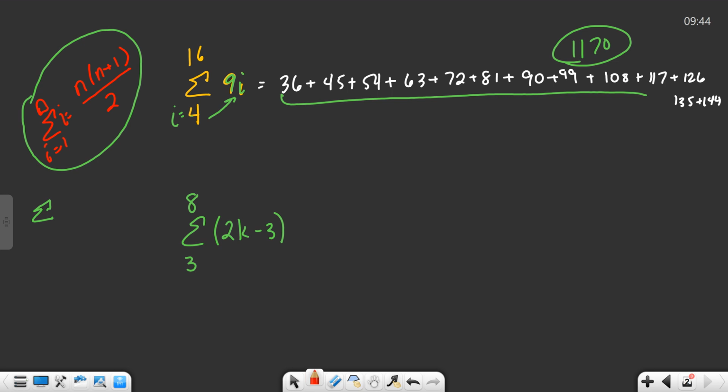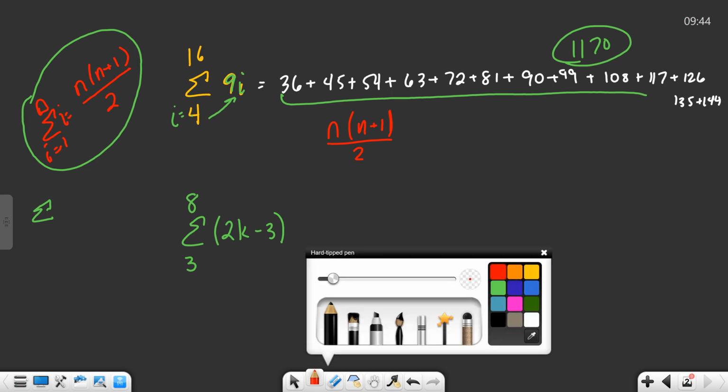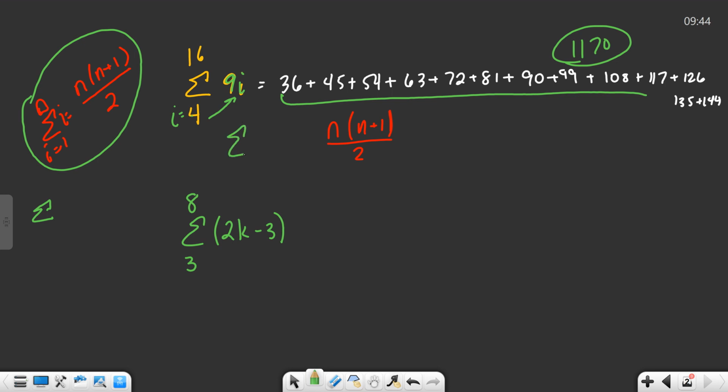beginning at 1 going to n. If we just take n and multiply it by n plus 1, divide that by 2, we should get the sum of those integers. Now I want you to see what happens if we do that. We have the sum beginning with 4 up to 16 of 9i. So 9 is that constant and we put it out here, and we replace n with 16 because that's what's up here. This is n. So we have 9 times 16 times 17 all over 2.